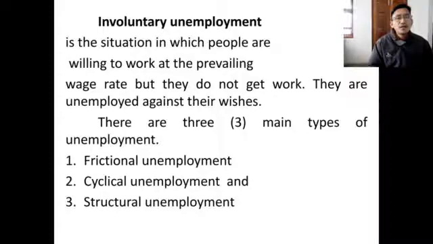The involuntary unemployment, say they are willing to work at the prevailing wage rate but they do not get work. Okay, they are called involuntarily unemployed. So we have three main types of unemployment basically.